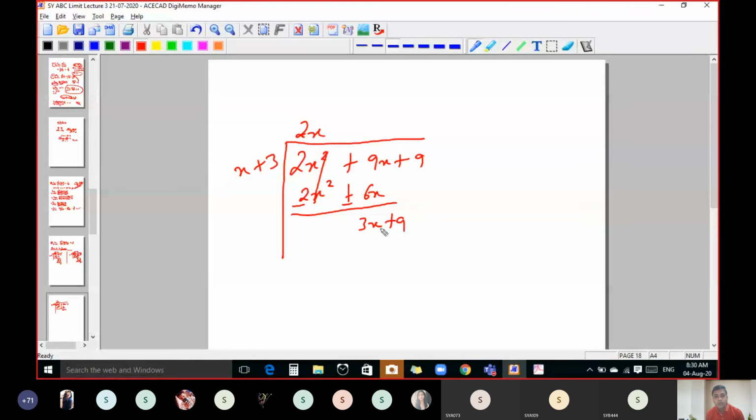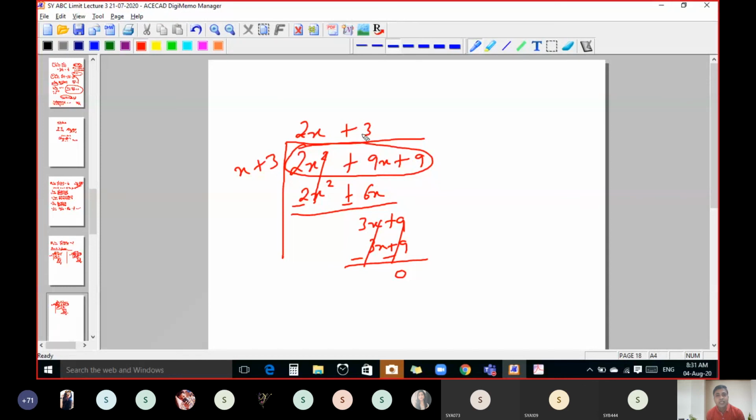Now this first number, 3x, divided by x. 3x divided by x, that is what? 3. So now multiply this 3 with both these two terms. So we get 3x plus 9. Now change the sign, minus minus, this and this cancel. So we get 0.